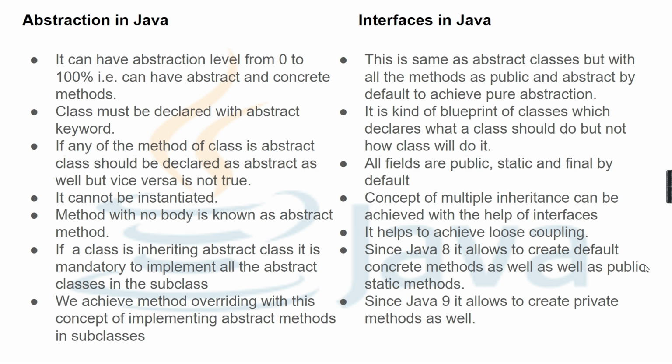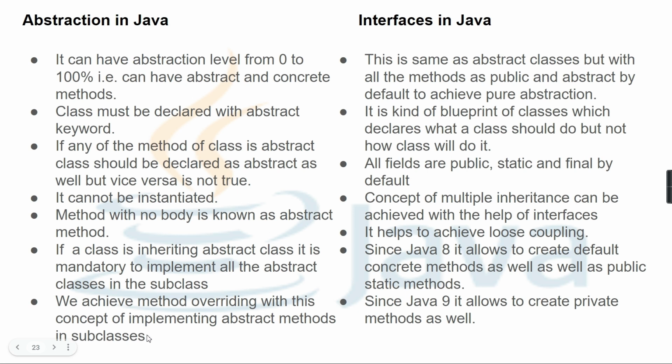If a class is inheriting an abstract class, it is mandatory to implement all the abstract methods. Okay, there should be methods, not classes, in the subclass, right? So if any class is inheriting the abstract class, the subclass or child class has to implement all the methods that are abstract in the parent class. We achieve method overriding with this concept of implementing abstract methods in the subclass.